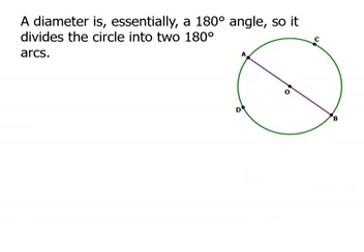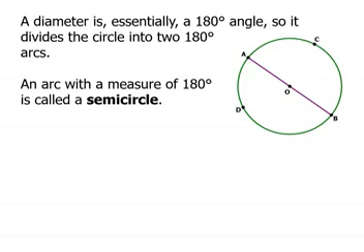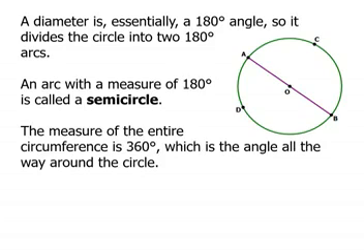Now, a diameter essentially is a 180 degree angle. It's a straight angle. The degrees of angle AOB would be 180. So it divides the circle into two 180 degree arcs. An arc with a measure of 180 degrees is called a semicircle. The measure of the entire circle is 360 degrees, which is the angle all the way around the circle.